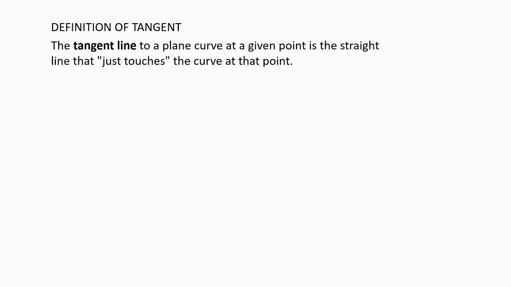Definition of tangent. The tangent line to a plane curve at a given point is a straight line that just touches the curve at that point. Given a circle, a line that intersects the circle at only one point A is called a tangent to the circle.